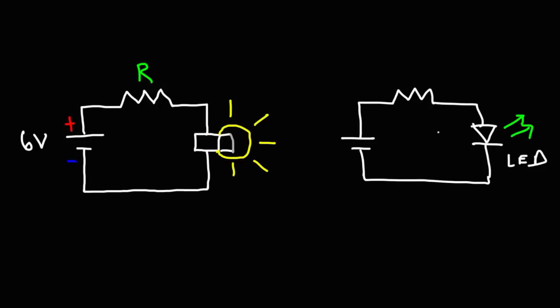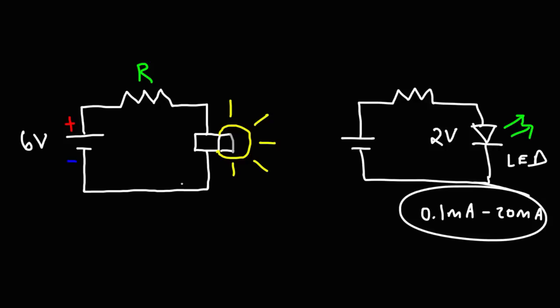A typical green LED has a voltage drop of 2 volts. And the amount of current that usually flows through an LED can vary between 0.1 milliamps to 20. If you put too much current in an LED, it can burn out. So there are limits. When you're buying an LED, you need to look at the manufacturer specifications in terms of what the maximum forward current should be. But this is typically the range of most LEDs that you'll encounter in electronics.